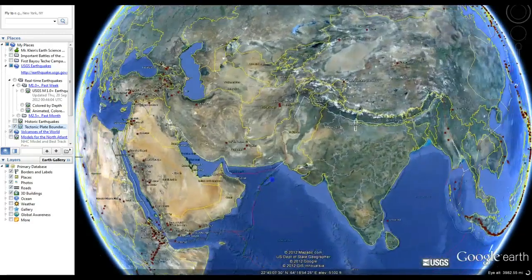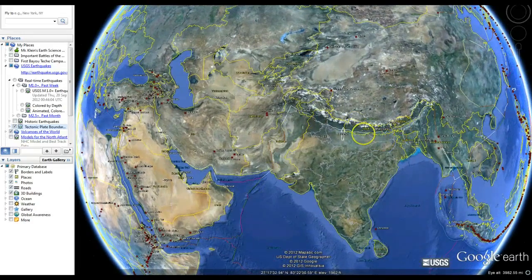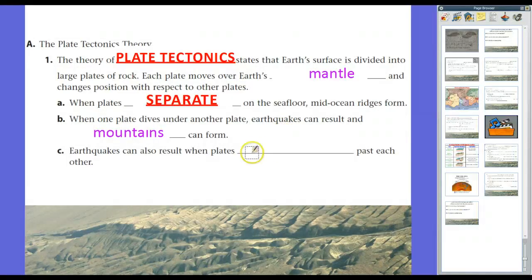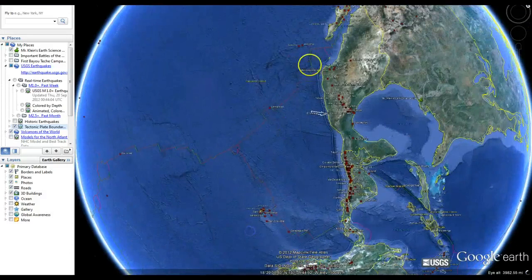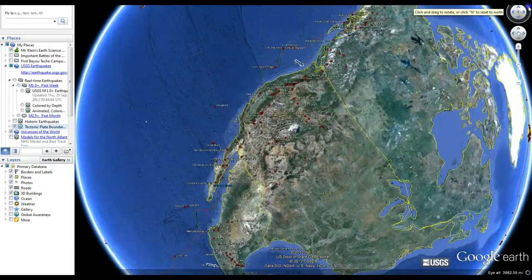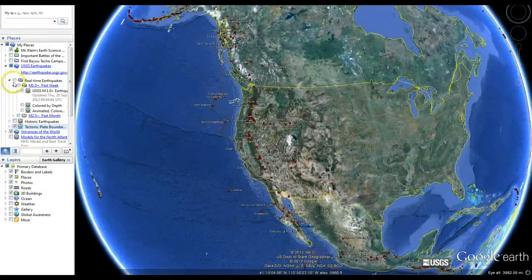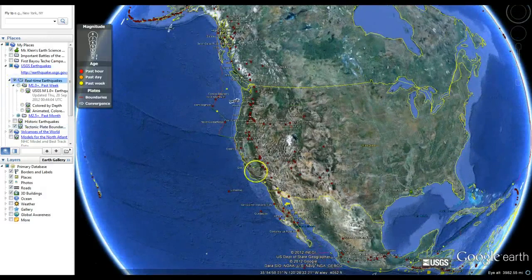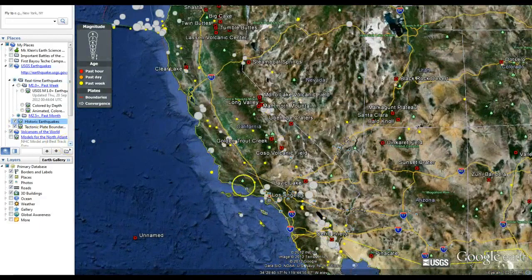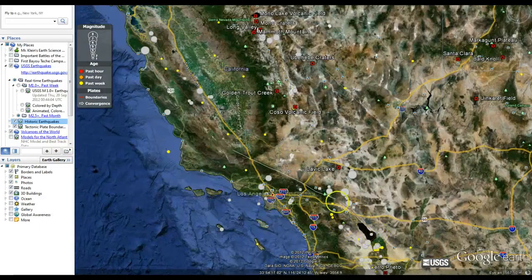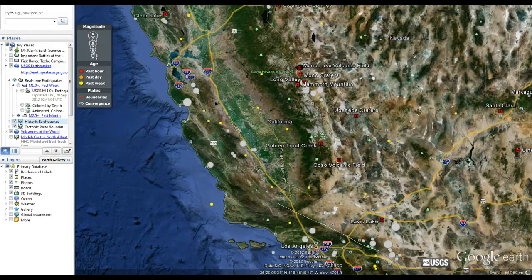And in addition, over here, the Himalaya Mountains, we have 2 plates running into each other, and these mountains are being formed. Also, earthquakes will result where plates slide past each other. If we go over to the western United States, and I turn on real-time earthquakes, especially if I put on historic earthquakes, we'll see a lot of earthquakes forming along this spot in California. Here's Los Angeles, here's San Francisco.